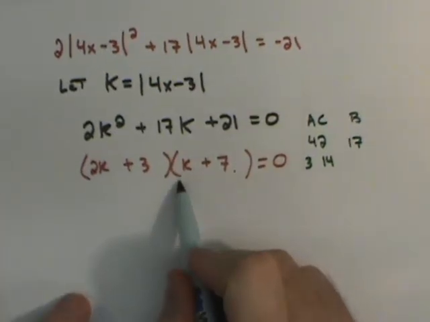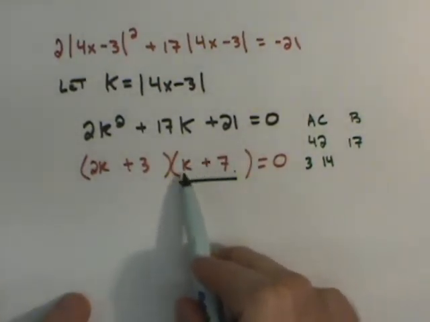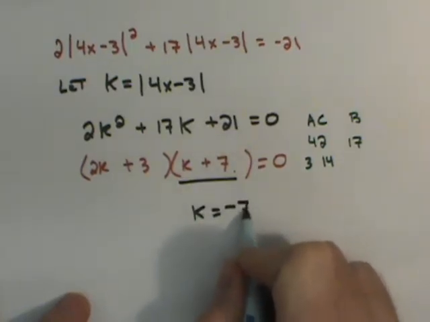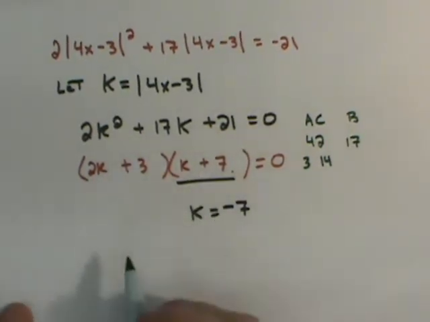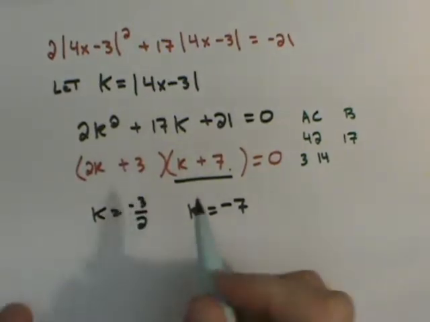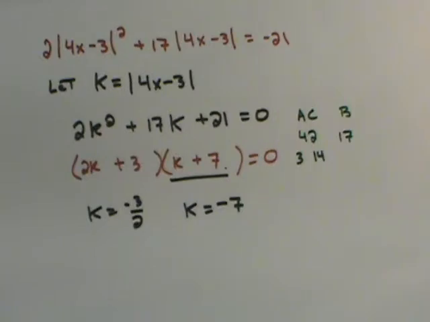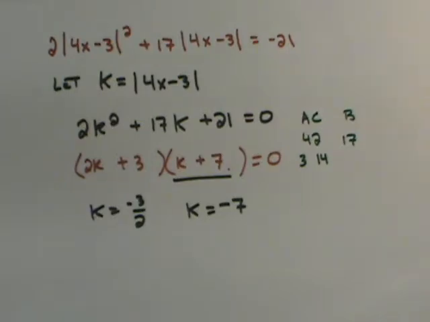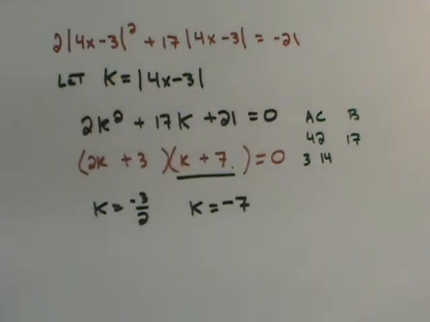Now as I look at these solutions, I can do my inspection. What produces a 0 here is when k is negative 7, and what produces a 0 here is when k is negative 3/2. Some of you are a little more astute than others. You may be looking at this, scratching your head going, uh-oh, we got a problem. And we do have a problem.